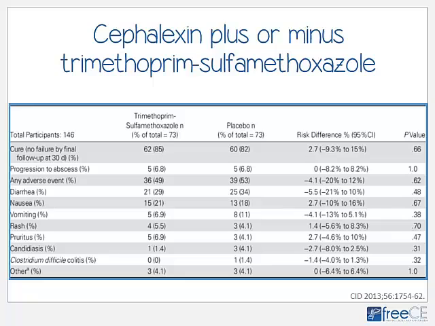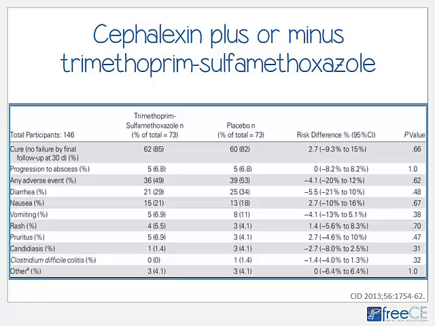So let's take a quick look at what they found here. In the left-hand column, you see the total participants with various outcomes. Clinical cure, which is their main outcome, is in that first row, followed by various additional outcomes, so progression to abscess, and then any adverse event with the different adverse events listed below.